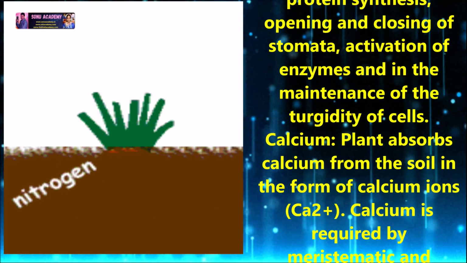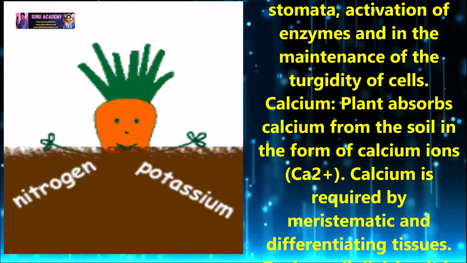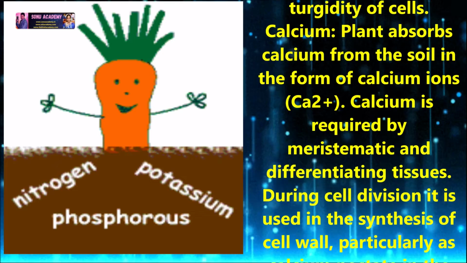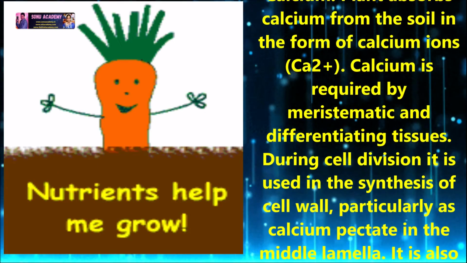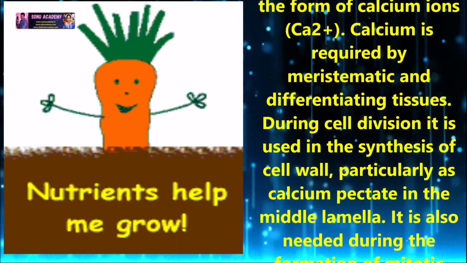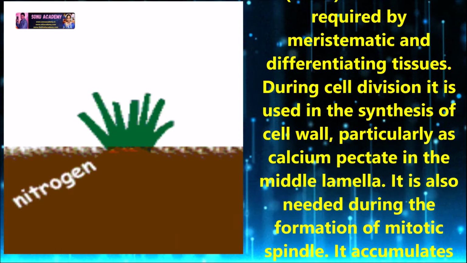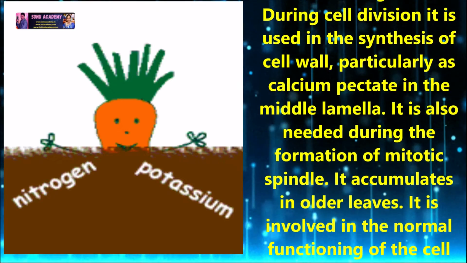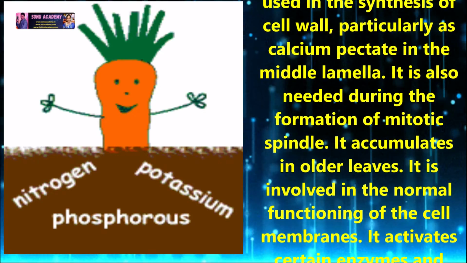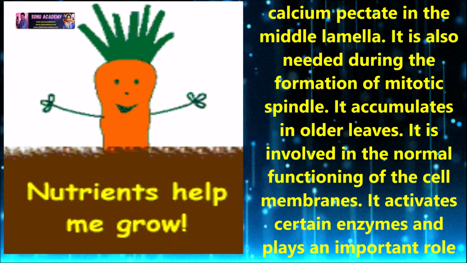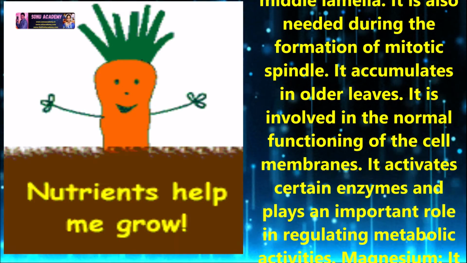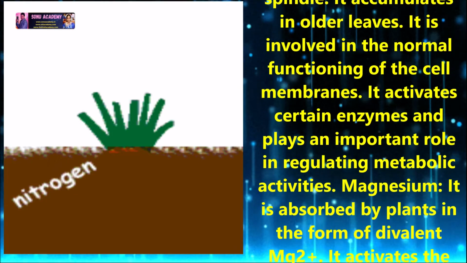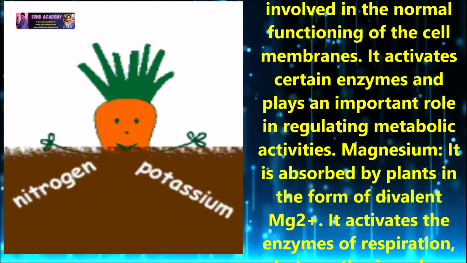Calcium. The plant absorbs calcium from the soil in the form of calcium ions Ca2+. Calcium is required by meristematic and differentiating tissues. During cell division, it is used in the synthesis of cell wall, particularly as calcium pectate in the middle lamella. It is also needed during the formation of mitotic spindle. It accumulates in older leaves. It is involved in the normal functioning of cell membrane.